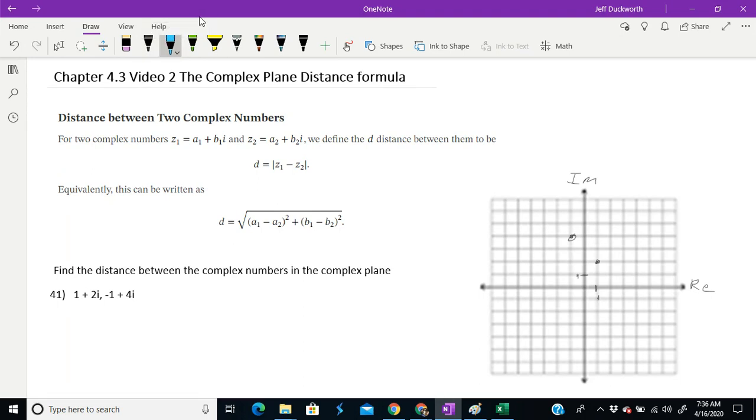We're going to draw a triangle. So this blue line here is the distance between our two a values, and this distance will be the difference between our two b values. This makes a right triangle, and ultimately we want this line here.